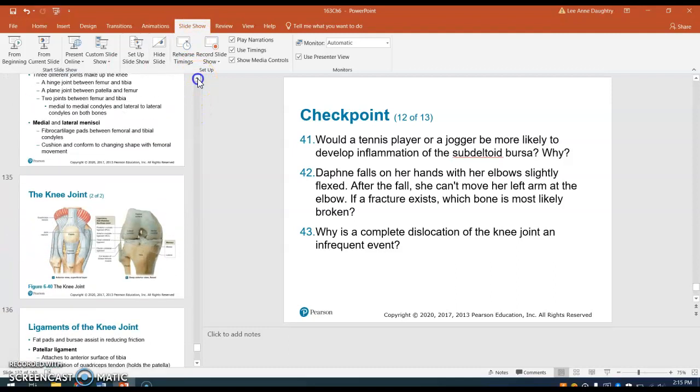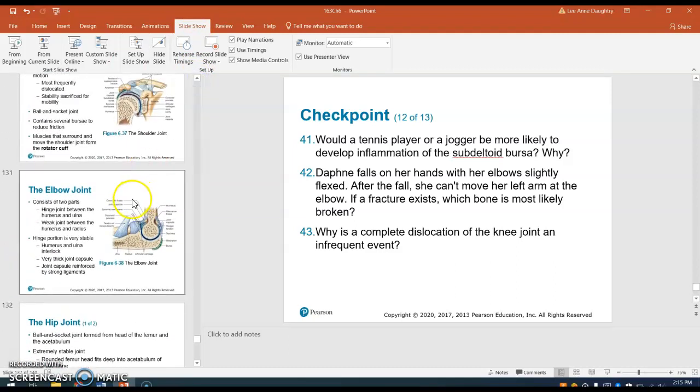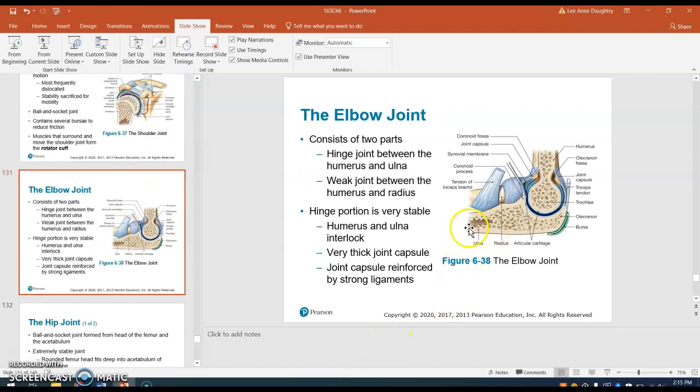So if we come back up here to the elbow joint, it is this bone right here, which is the ulna. This is the bone that's most likely broken if she falls that way, the ulna.